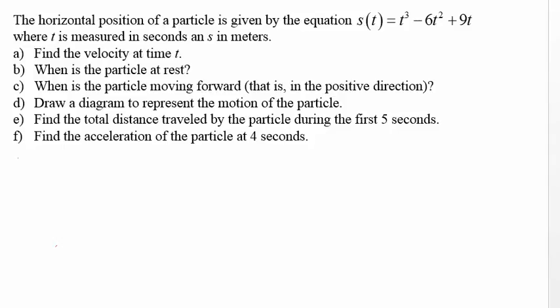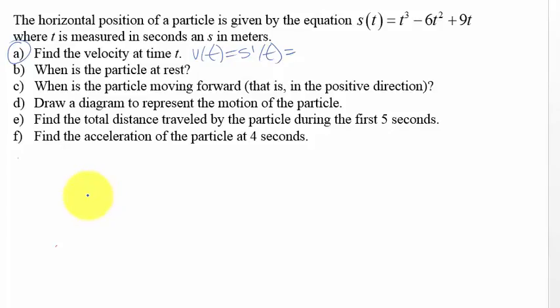The horizontal position of a particle is given by the equation. They give us the equation there where t is measured in seconds and s in meters. So first of all, part A says find the velocity at time t. Well, we know that the velocity is the derivative of position, or rate of change of position, and so I need to find a derivative to do that.